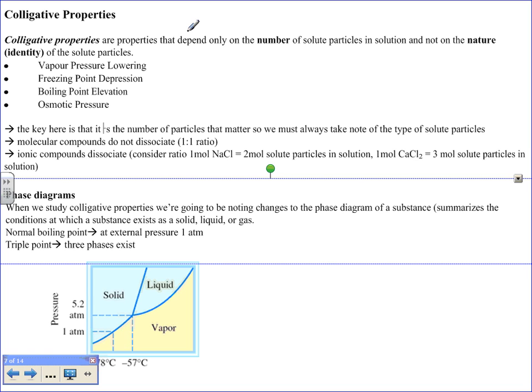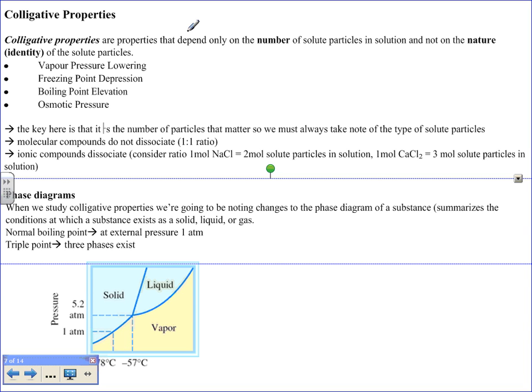What you're going to find is that when you're studying these properties, they are affected by solute being added. The vapor pressure of something is affected when we add solute. The freezing point or the boiling point are affected when we add solute to a substance. But we don't concern ourselves with what the solute particles actually are, rather how many of the solute particles have been dissolved.